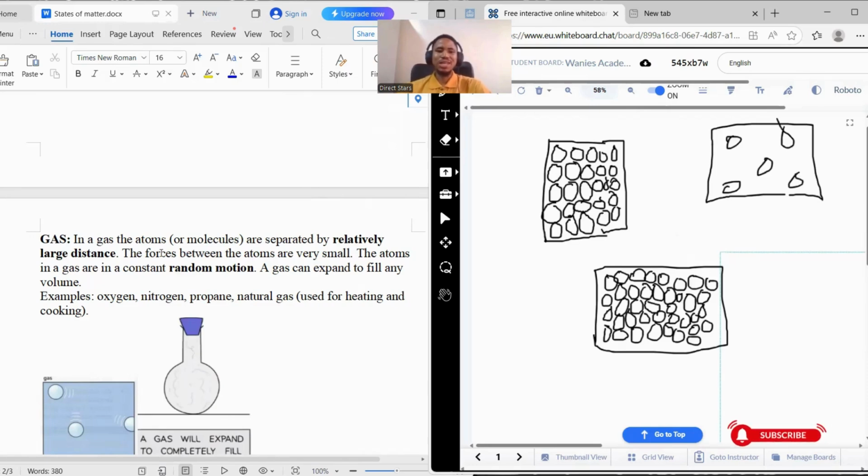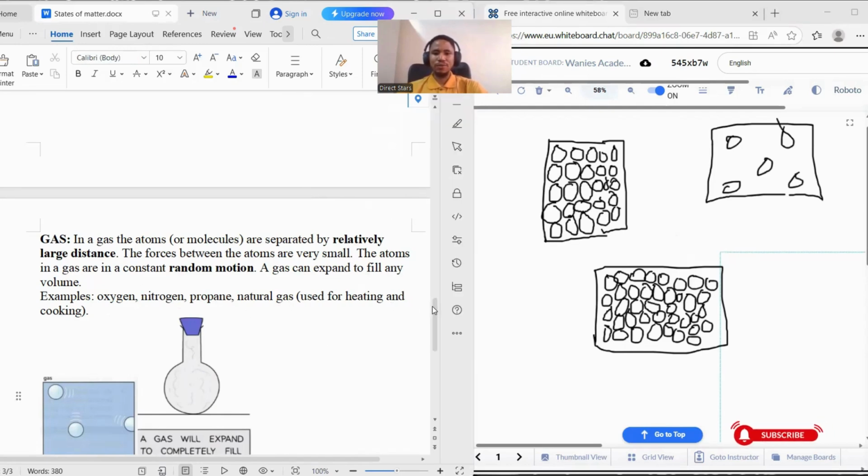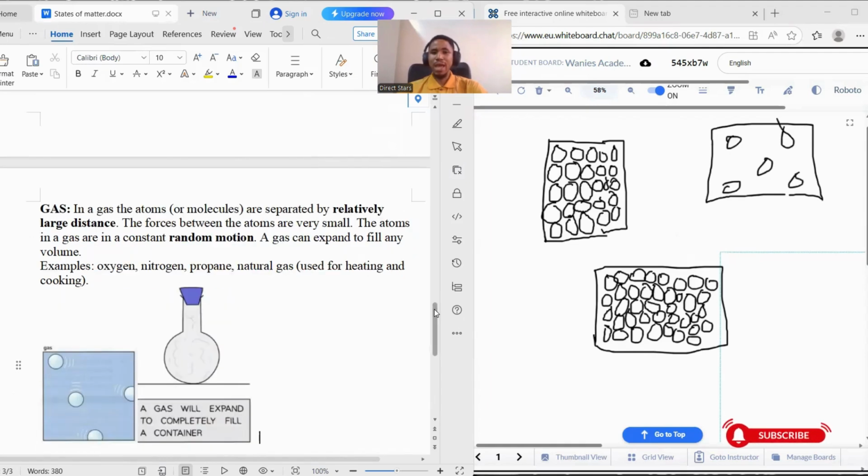So the atoms in a gas are in a constant random motion. When we say random motion, random means no specific motion. So a gas can expand to fill any volume. Examples of gas are oxygen, nitrogen, propane, natural gas used for heating and cooling, carbon dioxide, and carbon monoxide. Air is also a gas. You can see these are the particles there.